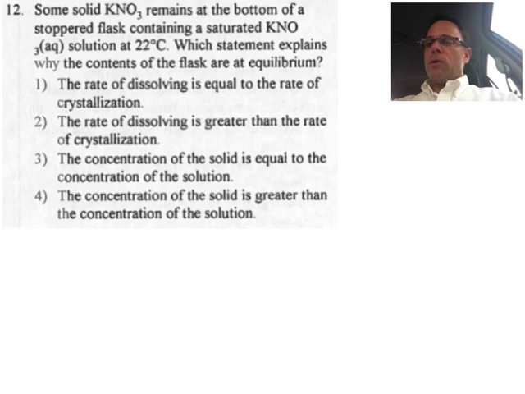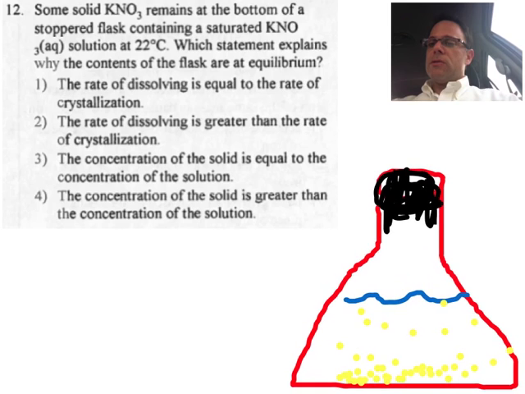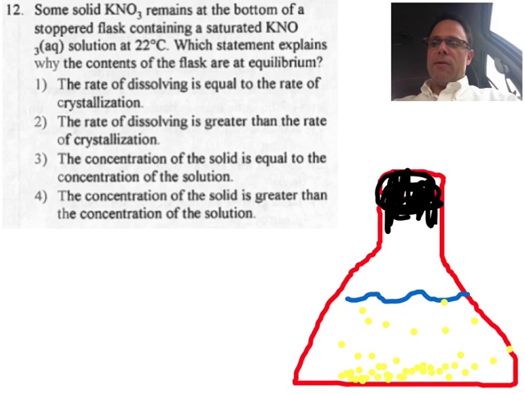So let's take a look at this picture here. I drew this to suggest that we have a stoppered flask with water, and these yellow dots here are the potassium nitrate. Some are dissolved while some are now on the bottom, and the only way that they're going to land on the bottom is if the solution just above it is already saturated. So what is going to happen?